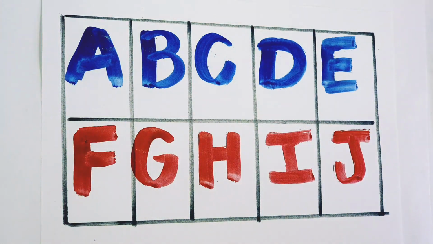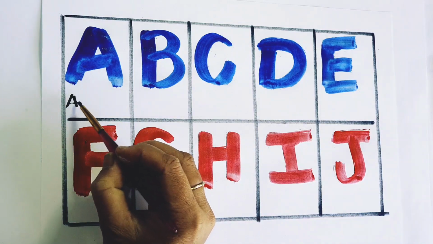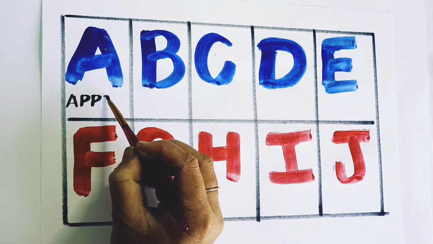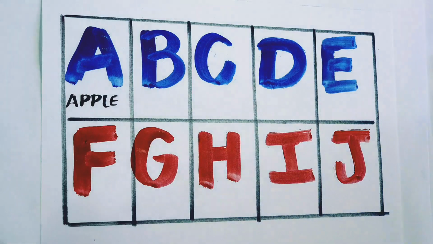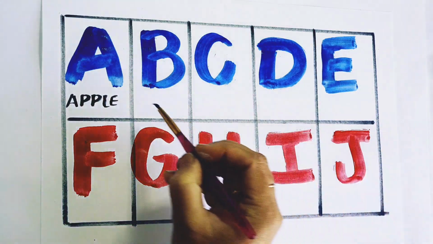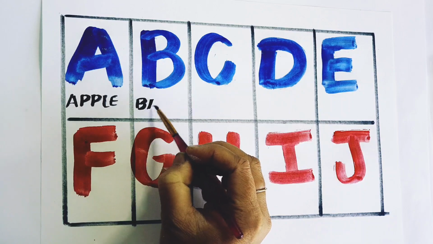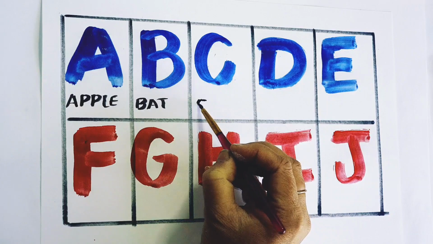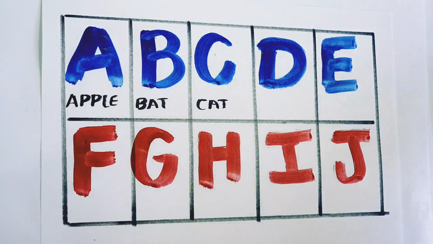Blue color and red color. Black color. A P P L E apple. B A T bat. C A T cat.